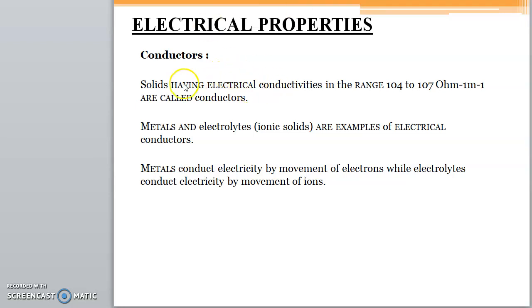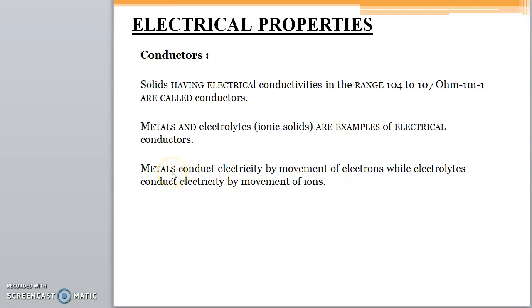So conductors are basically solids having electrical conductivities in the range 10^4 to 10^7 per ohm per meter. Okay, they are called conductors. Now metals and electrolytes, which are basically ionic solids, are examples of electrical conductors. So basically these metals and electrolytes conduct electricity. That's the meaning of electrical conductors.